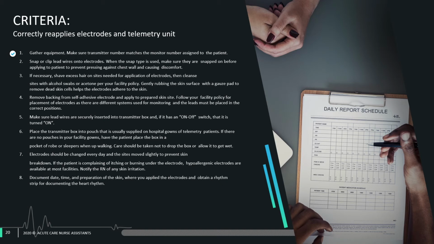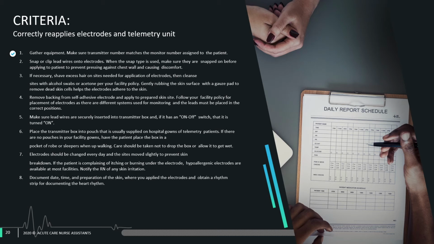Make sure lead wires are securely inserted into the transmitter box and, if it has an on-off switch, make sure that it is turned on. Place the transmitter box into the pouch that is usually supplied on the hospital gowns of telemetry patients. If there are no pouches in your facility gowns, have the patient place the box in a pocket of the robe or sleeper when they are walking. Care should be taken not to drop the box or allow it to get wet.